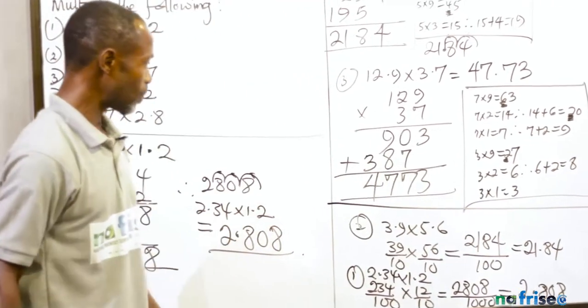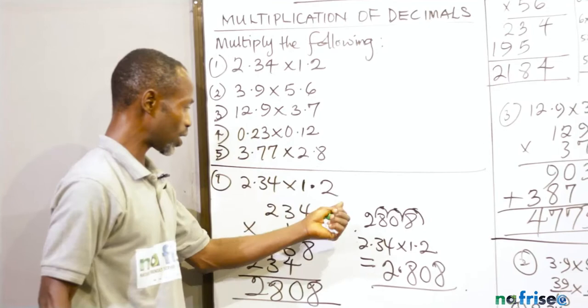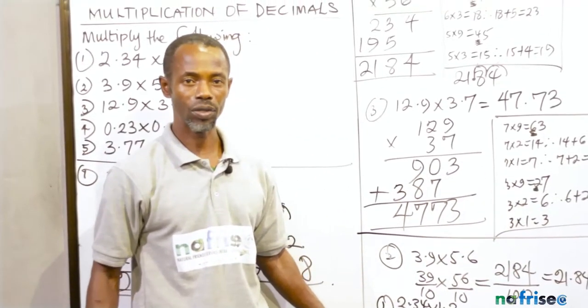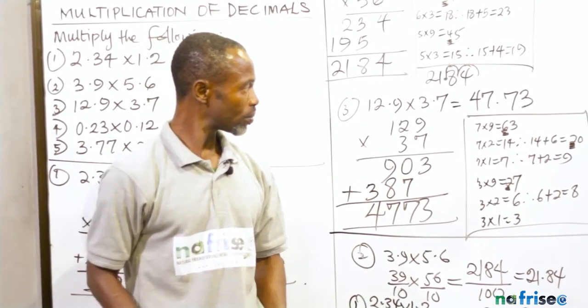So alternatively, instead of what I said to you, where you remove the decimal point, count the number of decimal places, and multiply it normally, if you do this, you have committed no crime also. It's still the same thing. So take note of it. It's still part of the game.